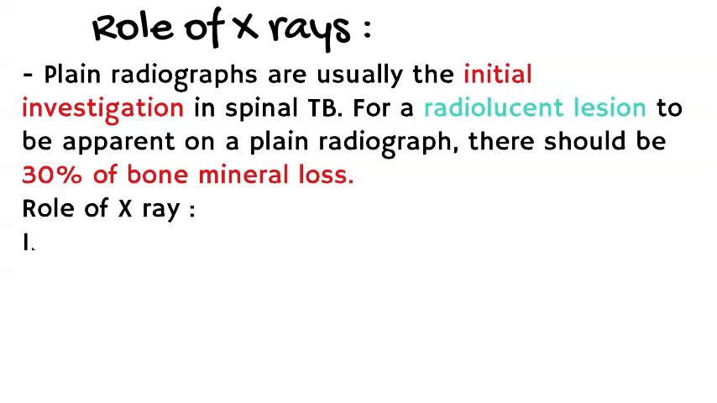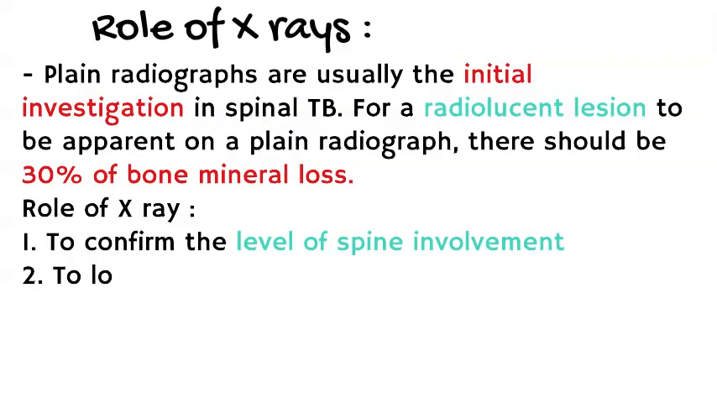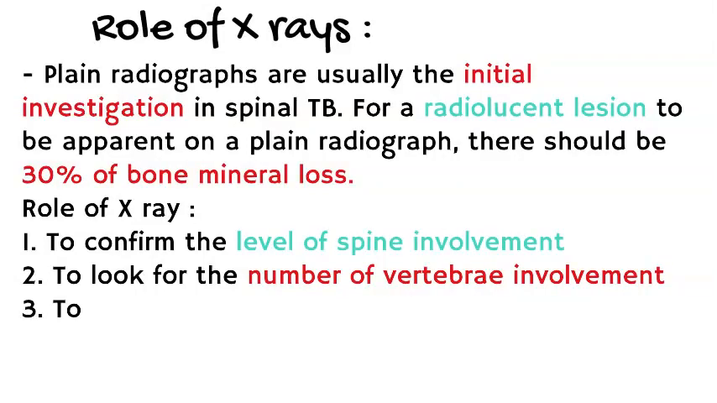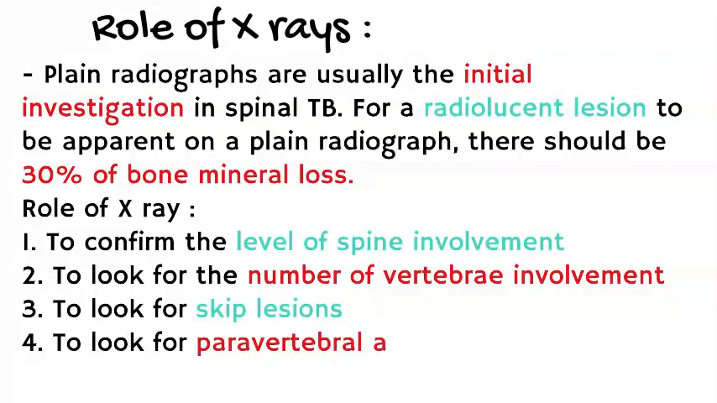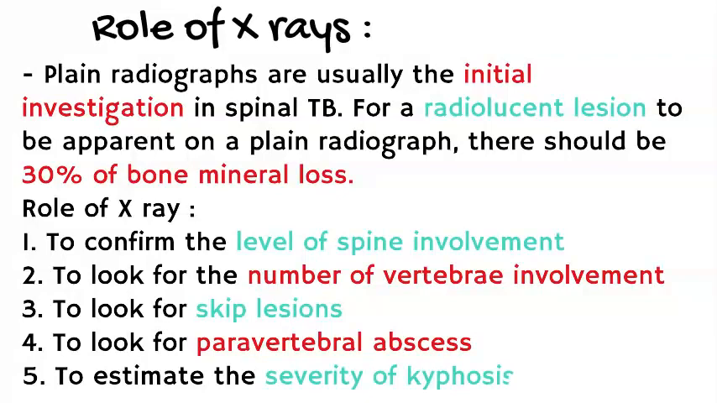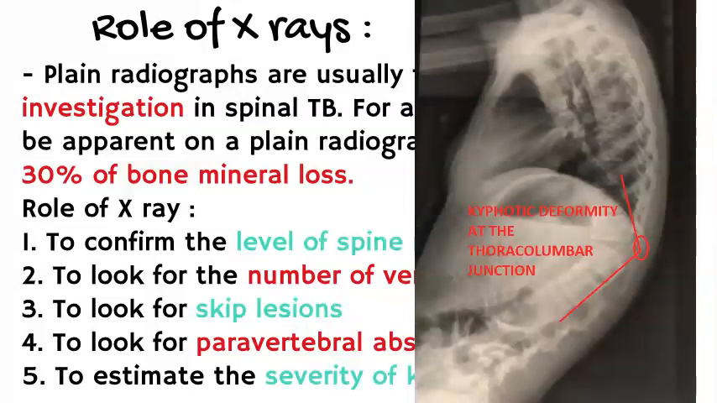Again, the role of X-ray is: 1. To confirm the level of spine involvement. 2. To look for the number of vertebrae involved. 3. To look for skip lesions. 4. To look for paravertebral abscesses. 5. To estimate the severity of kyphosis. Again, this plain X-ray lateral view of the spine shows a kyphotic deformity at the thoracolumbar junction.